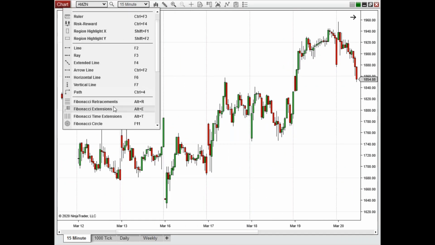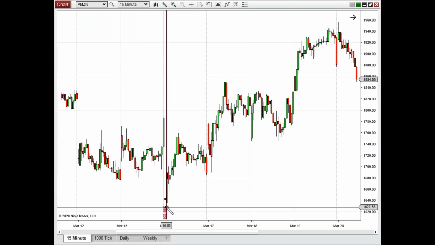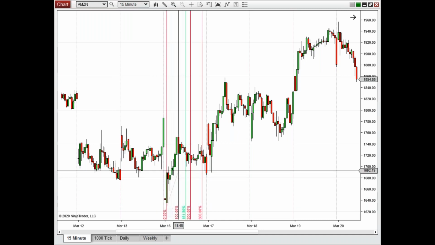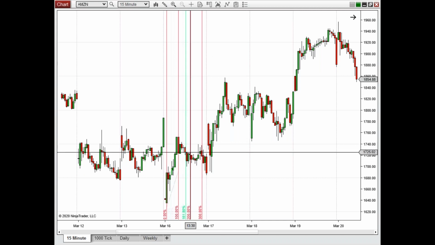So for example, here on the time extension, we go from the low here on the 15-minute and out, and look at this. Here's where we get that 100% extension. Well, it doesn't go on the time frame chart. It only had that really nice measured time development when we were looking at the tick chart.